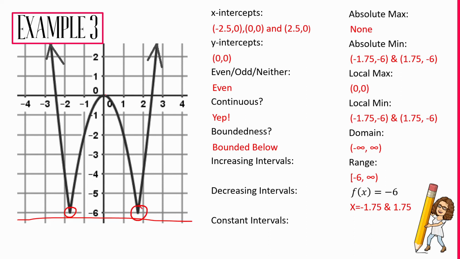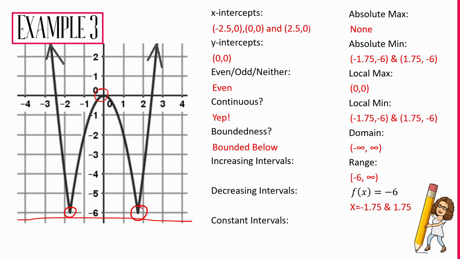There isn't a local max. There are two local mins. That's because they are absolute minimums. My domain is negative infinity to infinity. My range is negative 6 to infinity. And what x's have a y value of negative 6? Well, that is my two absolute minimums.